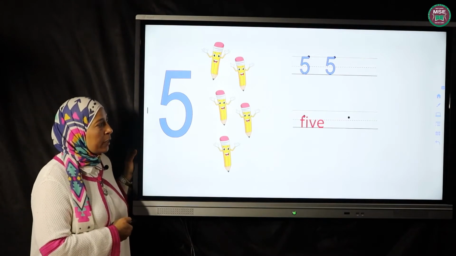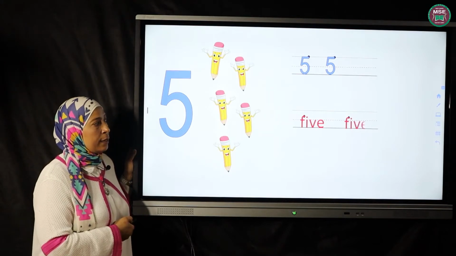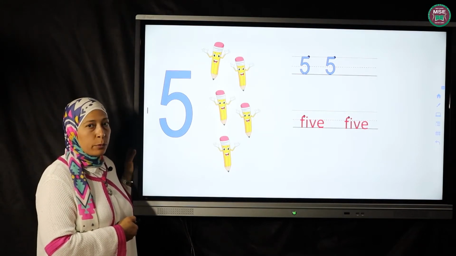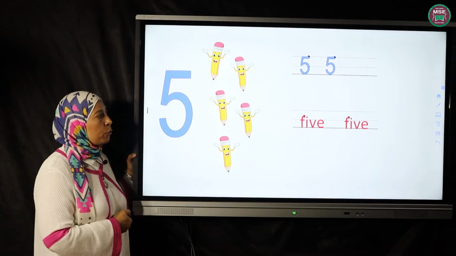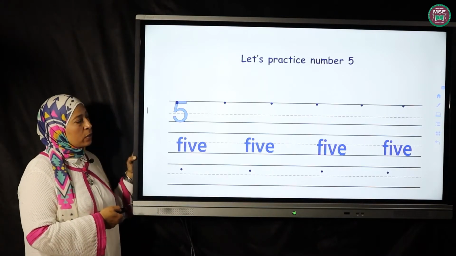Five. Again, let's write it. F, i, v, 5. This is how we write number 5 in letters. Let's move to our booklet. Here we're going to practice number 5.